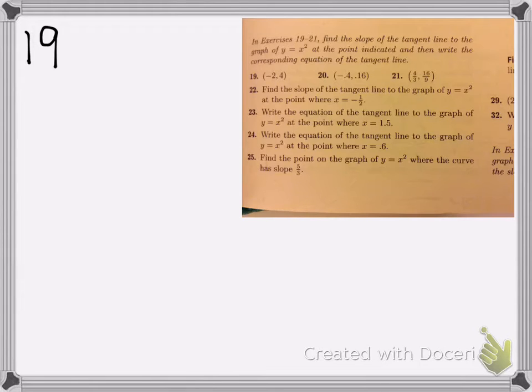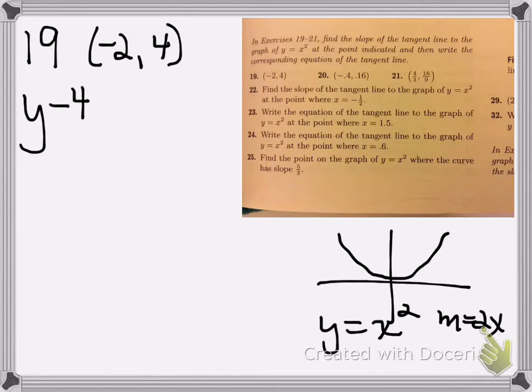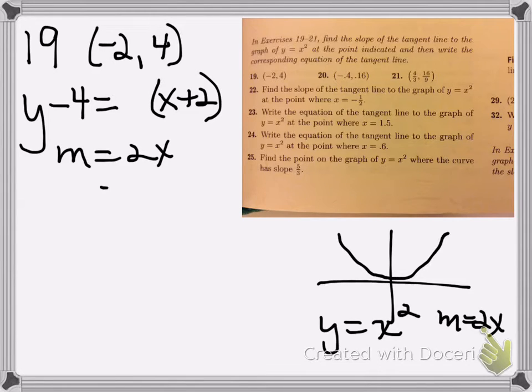in 19 I have the point -2, 4. And don't forget, for all of these, I am using y equals x squared, and I know that my slope will always be 2x. So, given this point, right away I can write y minus 4 equals, I'm going to leave a blank for the slope, x plus 2. Okay, my slope will be 2x. If my x is -2, my slope will be -4.